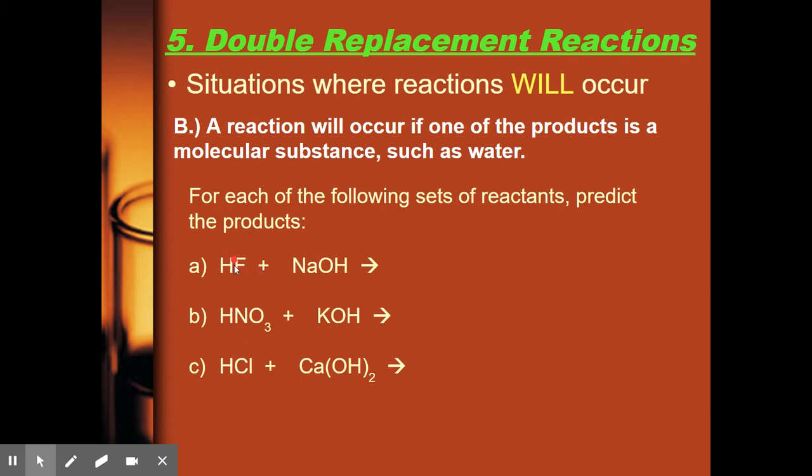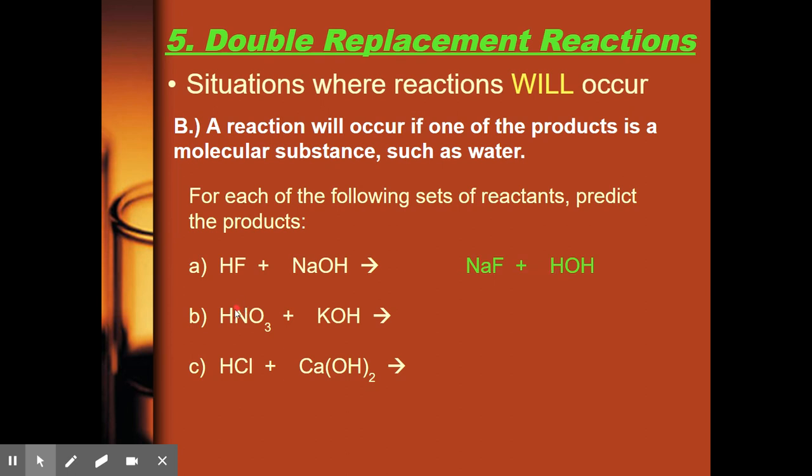All right, so here, H is the positive ion. The positive ion in NaOH is Na. So H is going to make a compound with OH. That's going to be H and OH, which is water. And then sodium is going to make a compound with fluorine. They both have a 1 oxidation number, so it's going to be NaF plus HOH. That's the crisscross jump.